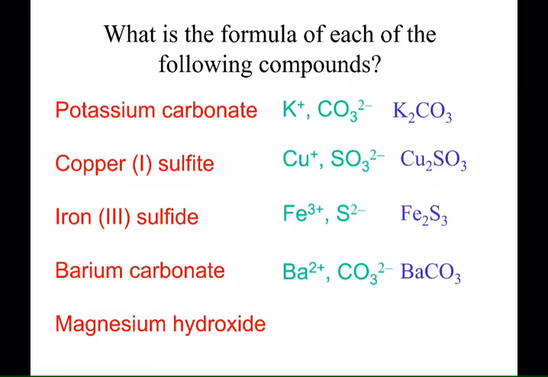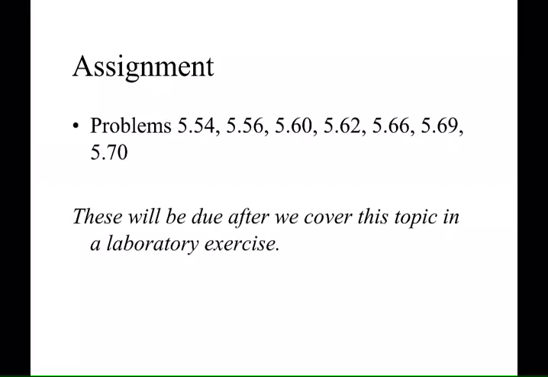Magnesium is a 2A metal, so it's a +2, and hydroxide is an OH -1. So in this case, we're going to need 2 OHs. So don't forget that if we need 2 of that, we're going to have to put OH in parentheses, and outside of those parentheses put the number 2. So it's going to be Mg(OH)2. All right, so you should be ready for this assignment.